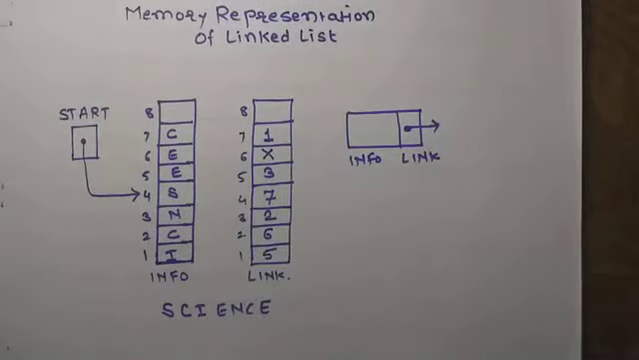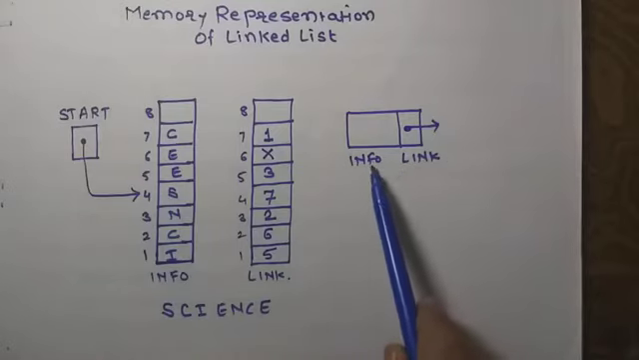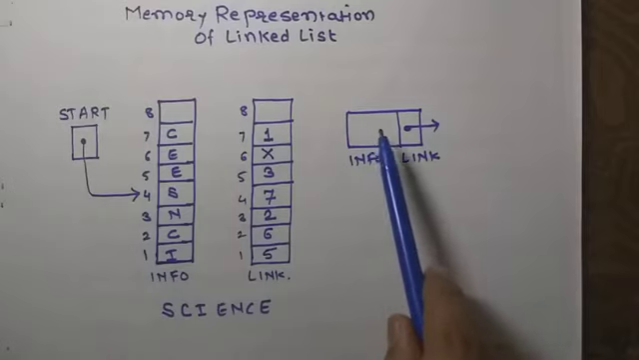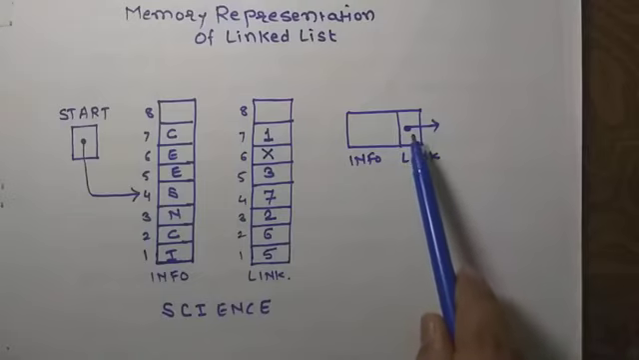So in this way, this linked list is represented by using two different things mainly: info, an array which contains the information, and link, which contains the addresses of the next node. In this diagram, I have shown the two parallel arrays: info, which will contain the information, and link, which will contain the address of the next node.